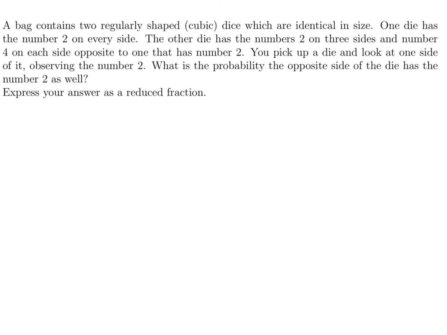Okay, so the first die, if we just draw a basic one, has 2 on all the sides. So it doesn't really matter which way you're looking at this. There's a 2 everywhere. So there's a 2 here, 2 here, 2 here, and you get the point, right? 2 on the side, 2 on the bottom, 2 on the back.